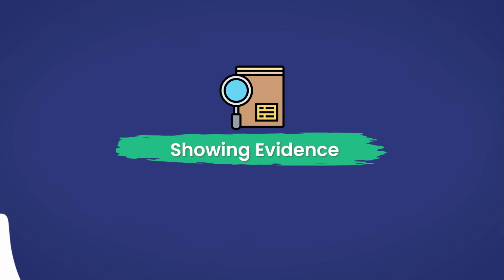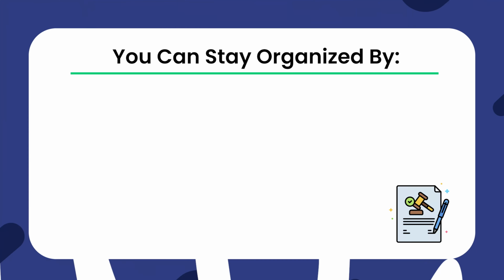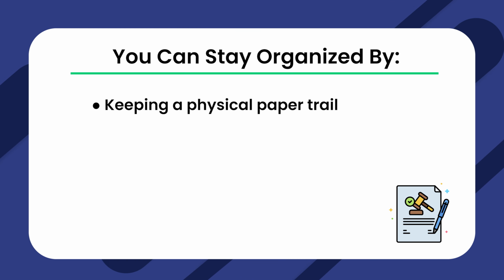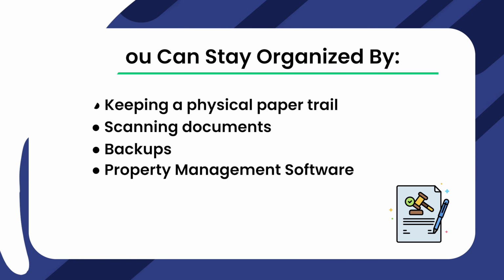Showing evidence. How to keep good records. If the tenant disagrees with the eviction request and they reply to the court, it's important that you keep extremely good records of everything so you can provide proof to the judge and win your case. This part can make or break your entire eviction process in the event of a dispute. You can stay organized by keeping a physical paper trail, scanning documents, backups, and property management software.